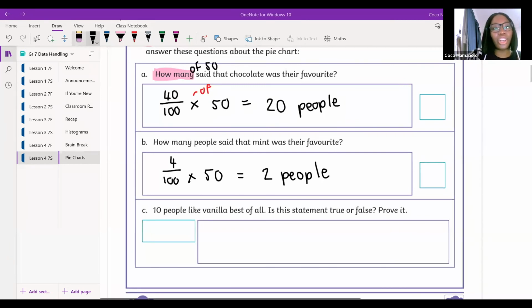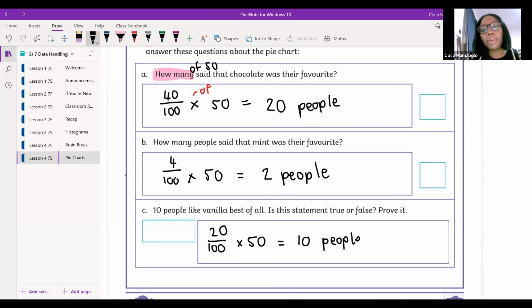Shauna, excellent. Hi, Shauna. Hi, my sweetie. All right. What percentage of people like vanilla? 20%. Good. So what am I writing down? 20 over 100, times 50. And what answer does that give me? 10. Good. 10 people. So my statement said 10 people like vanilla best of all. Is the statement true or false? It is true. Excellent. There we go.